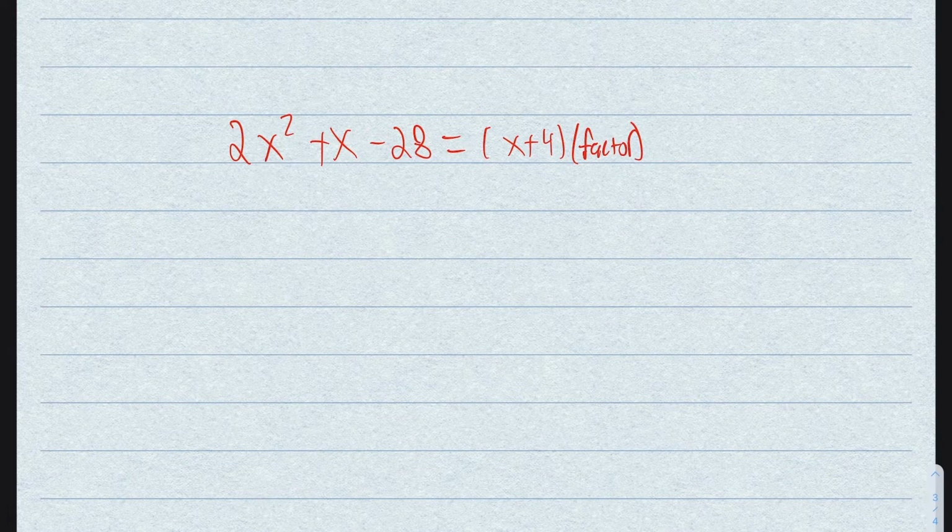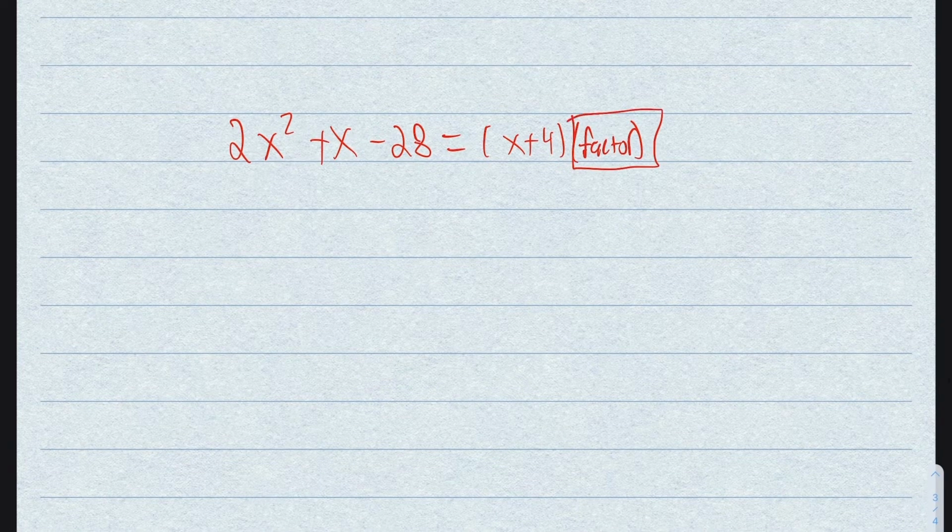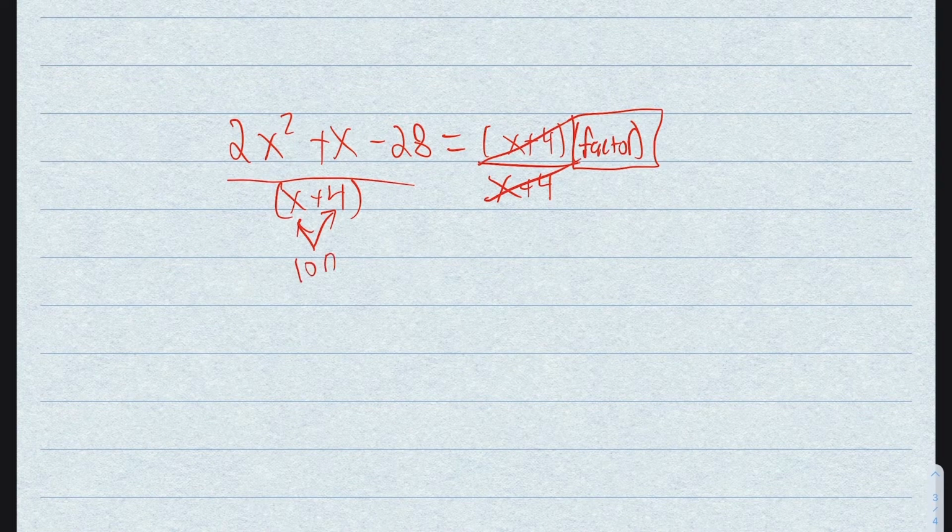So if we want to find what this is, we want that to stay there. We want that factor to be the only thing left on the right side. Then we can remove x plus 4 by dividing by x plus 4 on both sides. If I have x plus 4 multiplying on the right and dividing on the right, then it's going to balance out. But here on the left, we have 2x squared plus x minus 28 divided by x plus 4. The way that we divide whenever we have 2 things adding together on the bottom is we're going to have to do long division.